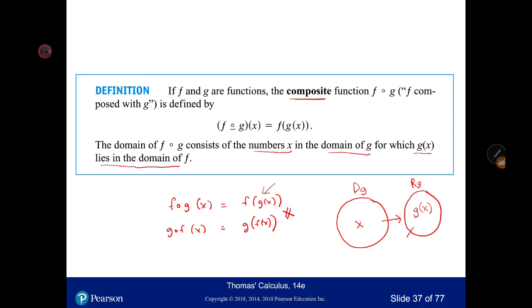The sentence here is the domain of g for which g of x lies in the domain. So this part lies in the domain of f, not the domain of g. Is the range of g. Okay, so here the g of x that intersect with the domain of f. Okay, so maybe this part, right? So the x in here is gonna be the domain of f composite g. Okay, the x in the intersection between the range of g and the domain of f.